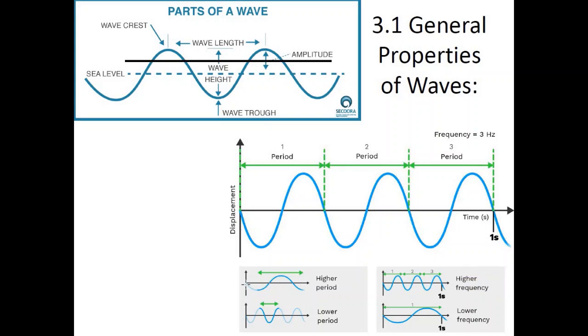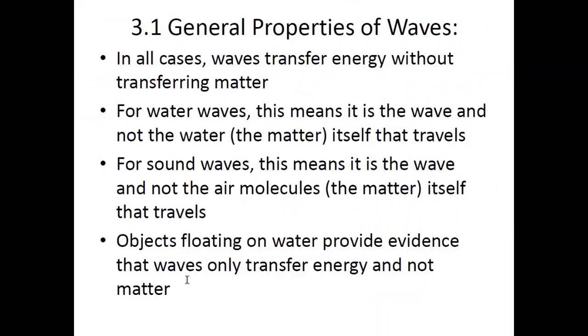If the period is high, then the wave pattern is like this, meaning lower frequency, whereas if the period is low, then more waves would be produced per second. In all cases, waves transfer energy without transferring matter. For water waves, this means it is the wave and not the water that travels. The water particles stay in their position, whereas the energy, or the wave, is transferred ahead.